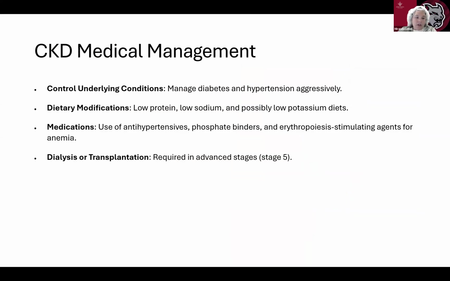CKD medical management: we want to control the underlying conditions. So we need to manage the diabetes and hypertension aggressively. We want to make dietary modifications: low protein, low sodium, and possibly low potassium diets. We want to use antihypertensives. We want to use phosphate binders and erythropoiesis stimulating agents for anemia. Dialysis or transplantation is required in advanced stages, stage 5.